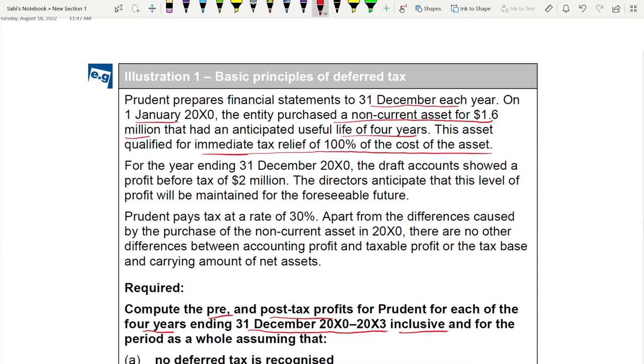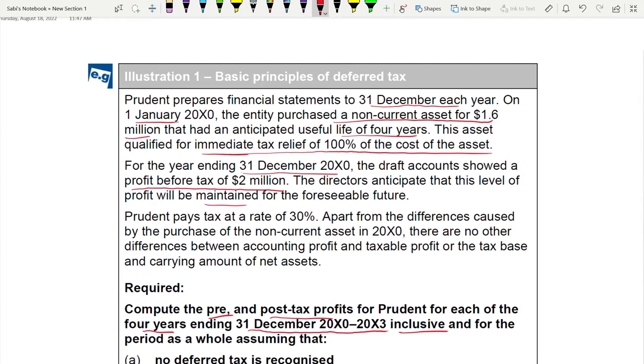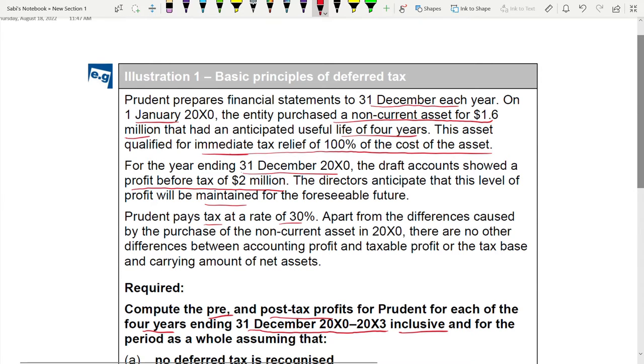For the year ending 31st December 2000, the draft showed a profit before tax of 2 million. They anticipated that this level will be maintained. Tax is at 30%. Apart from the differences caused by the purchase of the non-current asset, there are no other differences between accounting and taxable profit. So there is only one difference, and that is because of the non-current asset. Now, we are going to do it in the normal way, before recognizing deferred tax. And remember, for this question you have to do it in Excel, because it will save a lot of time.